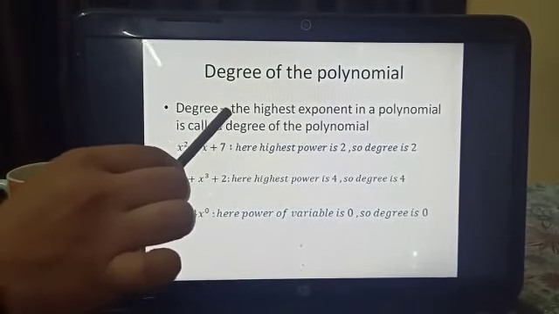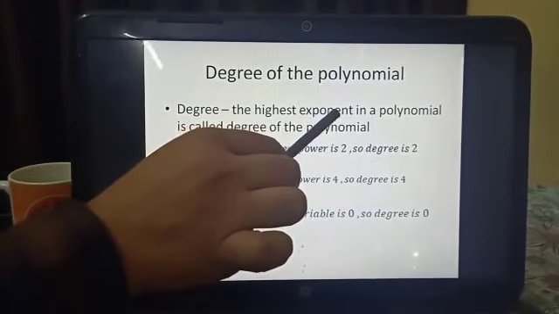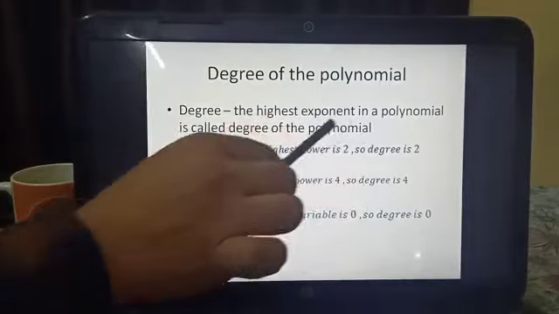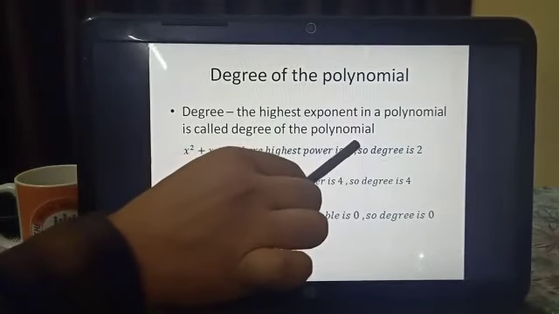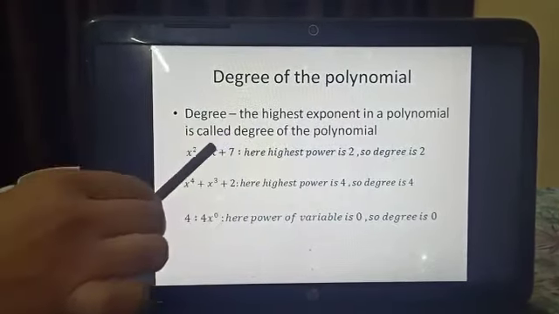So degree can be defined as the highest exponent. Exponent is nothing but the power. The highest exponent in a polynomial is also called the degree of the polynomial. If you want to find the degree, then you have to find the highest power.